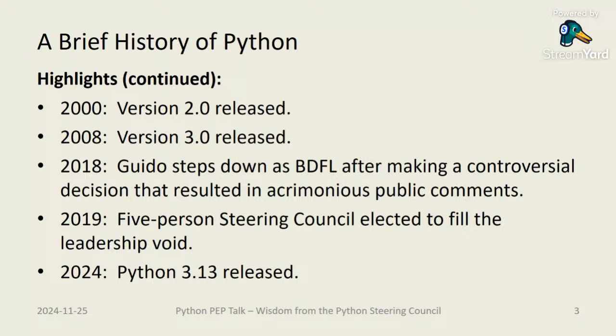In 2018, something very unfortunate happened. Guido approved a PEP that was very controversial, and some people in the Python development community took to social media and said some very nasty things about him. So he decided that he would step down as benevolent dictator for life, saying that he didn't feel he had the support of the community anymore. The moral of the story is, dictators are people too. Be kind to them.